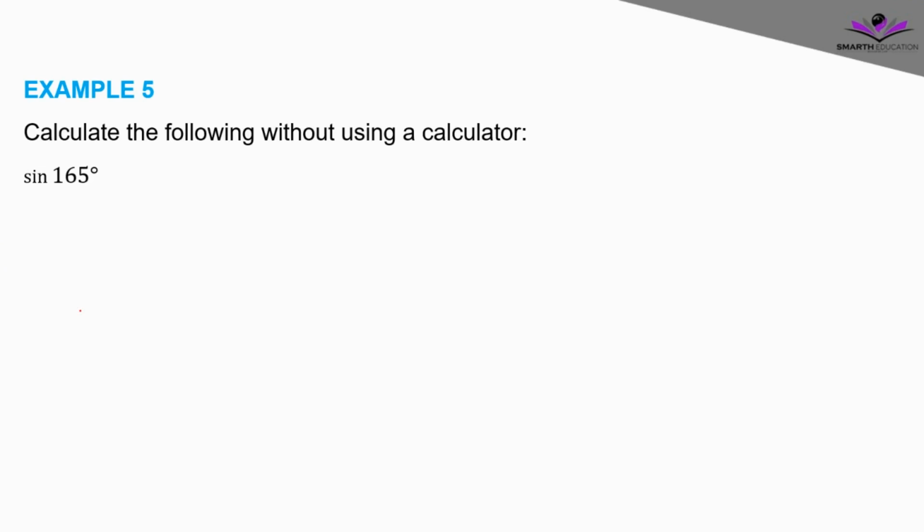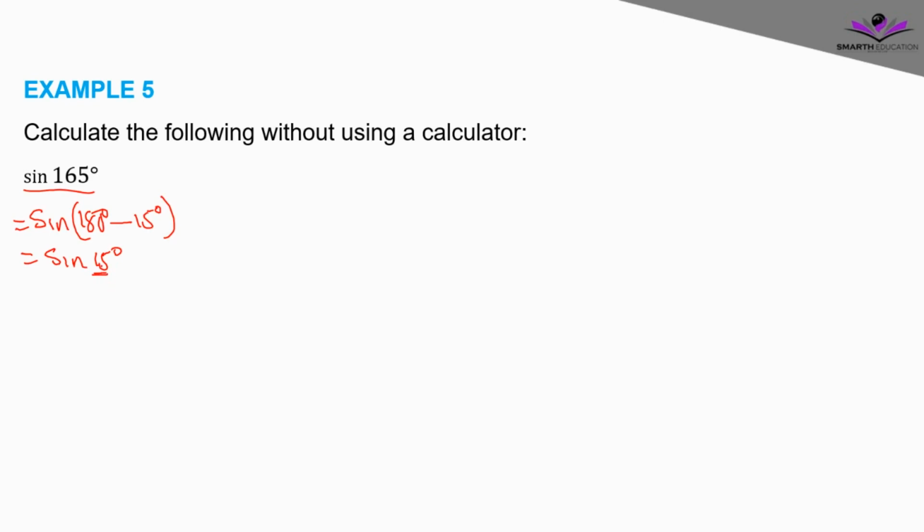And then example 5: calculate the following without using a calculator. Sin 165°. We can reduce here. We can use our reduction formula. 165° is in the second quadrant. So this is like sin(180° − 15°). And then we reduce this to sin 15°.